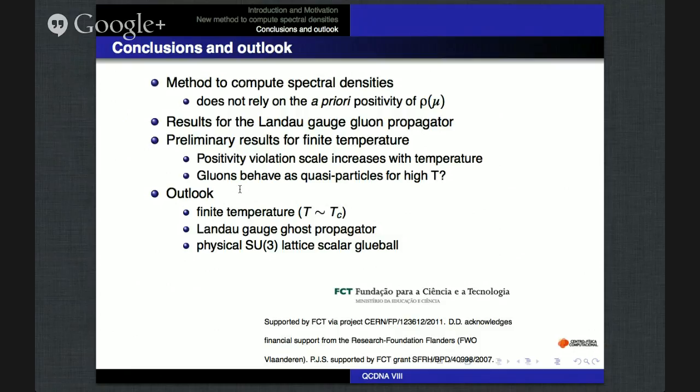Right. And if I understand this, where you see the positivity violation, that's where you think the critical temperature is. Is that how you would identify the deconfinement temperature?